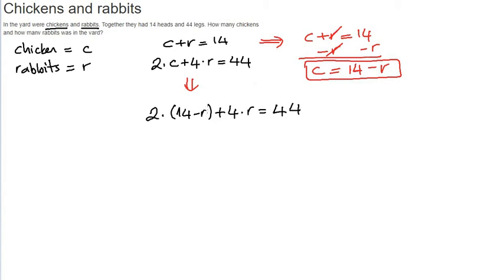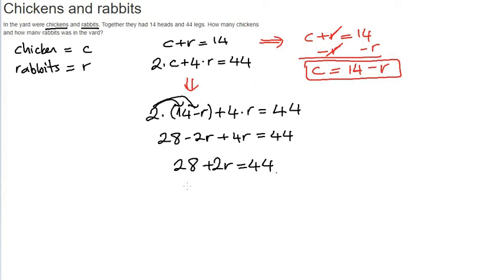Now let's go ahead and solve this equation. Because we have only one variable, we'll be able to see the number of rabbits at the end. So distributive property, 2 times 14, that's going to be 28. 2 times R, that's going to be 2R. There's a minus sign in between. And then plus 4R equals 44. So if you simplify this expression right here, that's going to be 28 minus 2R plus 4R, that should be equal to plus 2R, which is equal to 44.